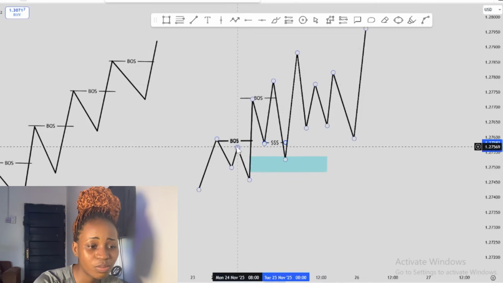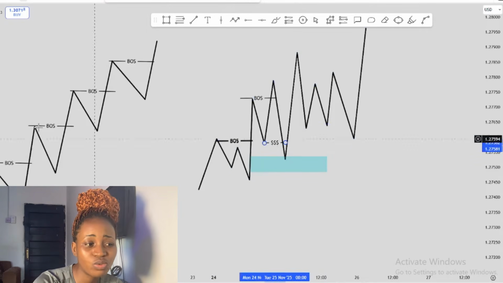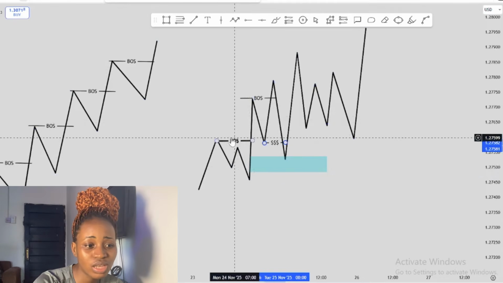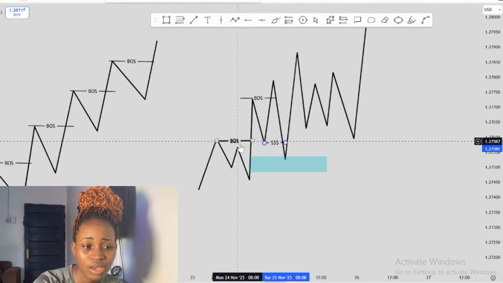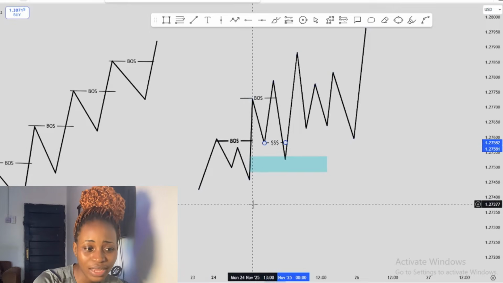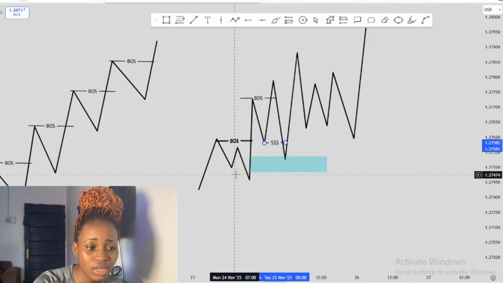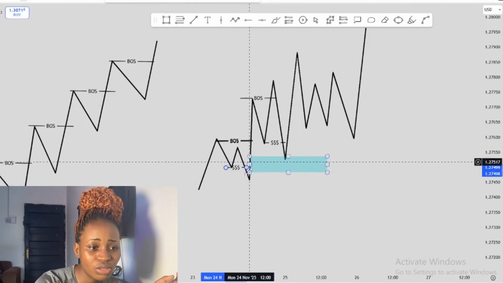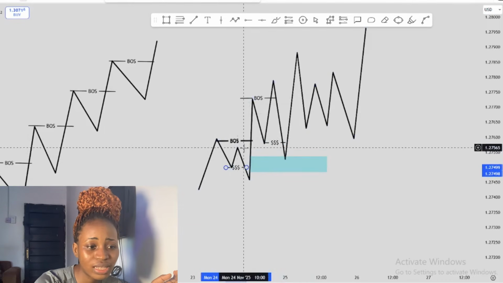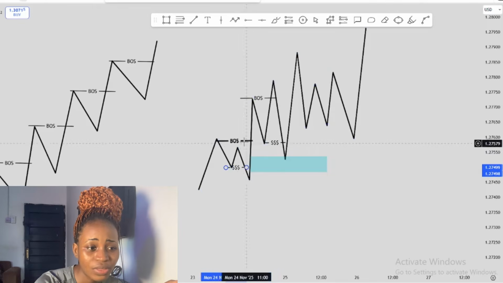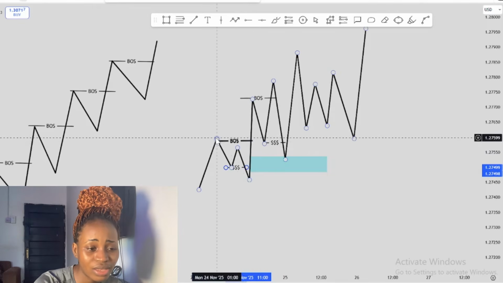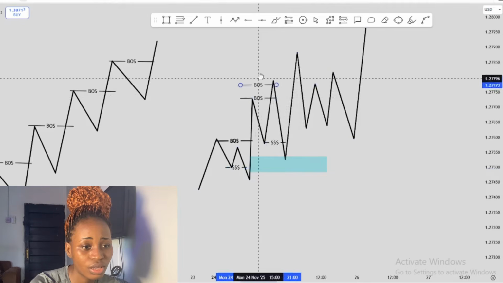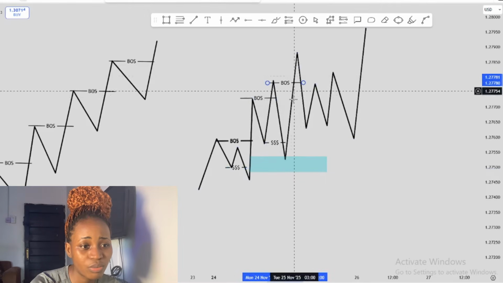We have this expansion here. Based on the normal market structure, this leg here is supposed to go all the way up to take out this high here, but instead it will still come back down, right? It will still retrace down and take out this low here. After taking out the low, price will still expand to the upside, taking out the previous high here. We have another break of structure here. Price giving us another break of structure here.